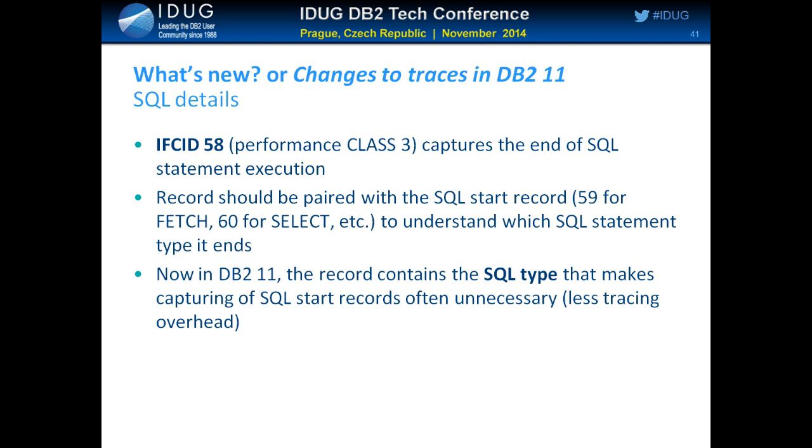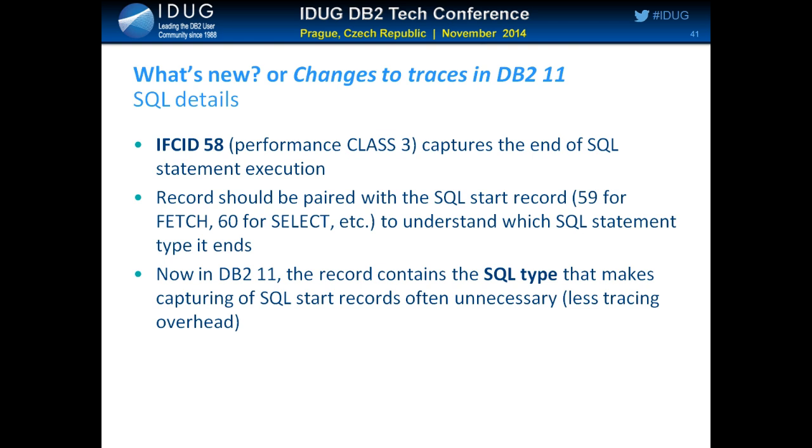58, again, this is Performance Class 3, as we were speaking about the SQLs, that captures the end of SQL. So there are some start records. So you will have the start records normally paired with the end record. And now in the end record, you also get a SQL type. Before, it was not available. So in order to figure out what was the statement that I got an end record for, you need to really look for the start record. Now in Db2 11, you will know what the SQL type is executed.